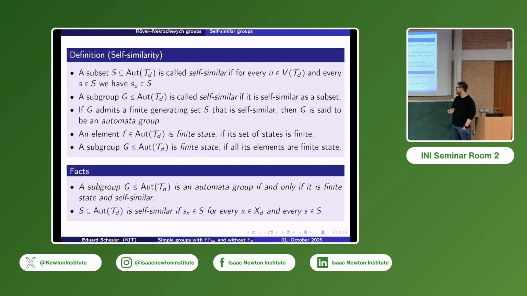But what we will need is that for checking self-similarity, this U can actually be replaced by the first level vertices. The point is that the state of a state is a state, so one can inductively show that from this it follows that one can take arbitrary U as vertices here.